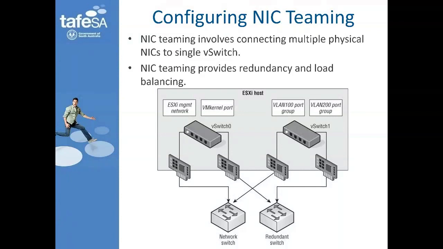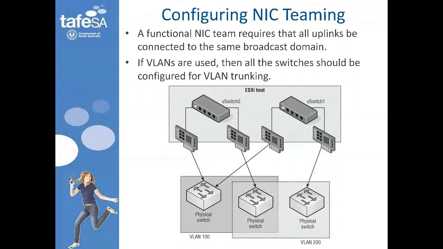So both of these are plugged into the same physical network. And even if one of these switches fails, you still can have communication on another switch. You're trying to eliminate as many single points of failure as possible. Configuring NIC teaming: a functional NIC team requires all uplinks to be connected to the same broadcast domain. If VLANs are used, then all switches should be configured with VLAN trunking.